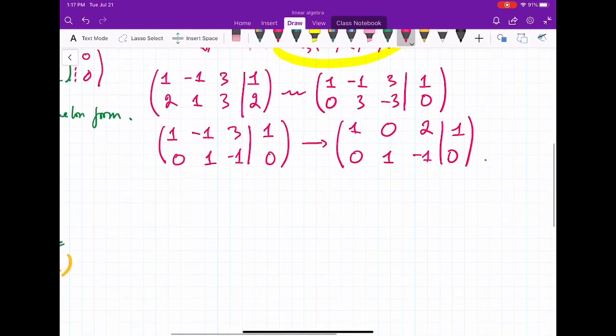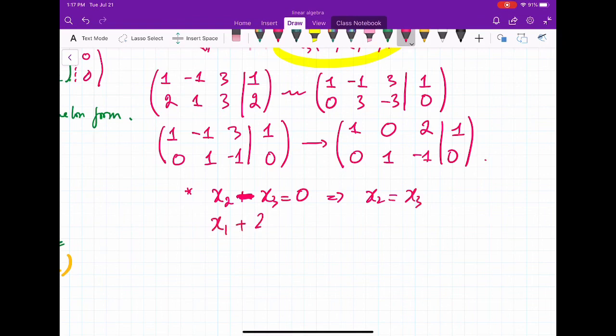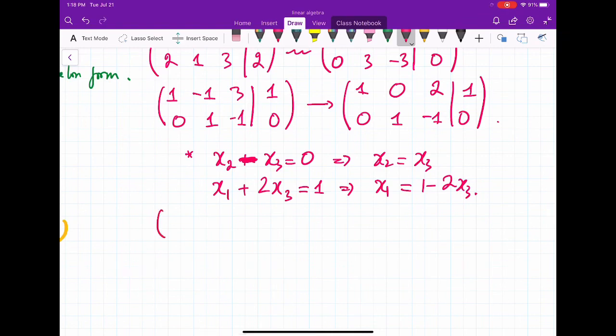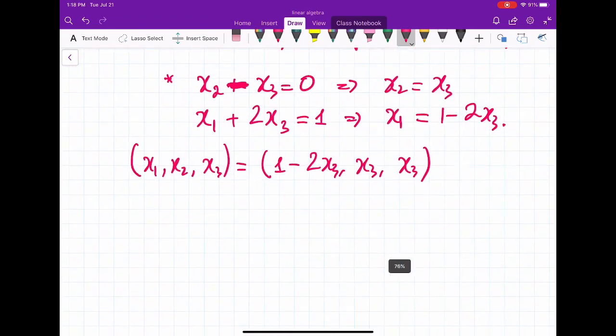You see? All right, so from the second equation, I have x2 minus x3 is 0, or x2 equal to x3. From the first one, I get x1 plus 2x3 equal to 1. From here, I get x1 equal to 1 minus 2x3. All right, so let me write the general solution. I have x1, x2, x3 equal to 1 minus 2x3, x3, and x3. Now let's separate them.